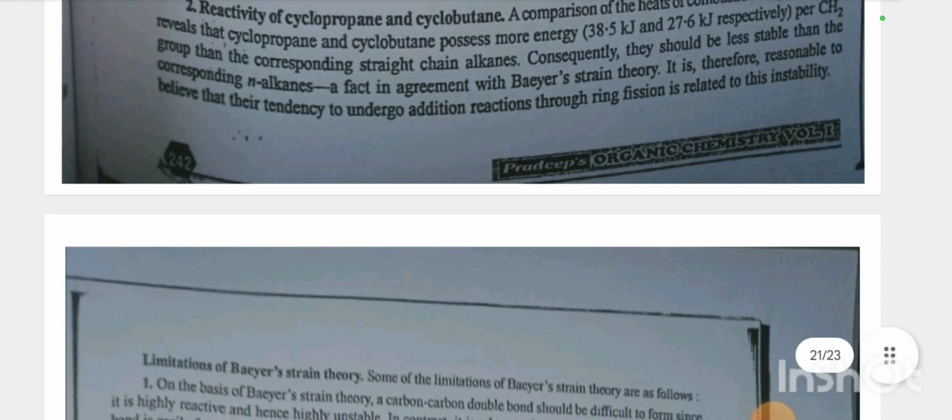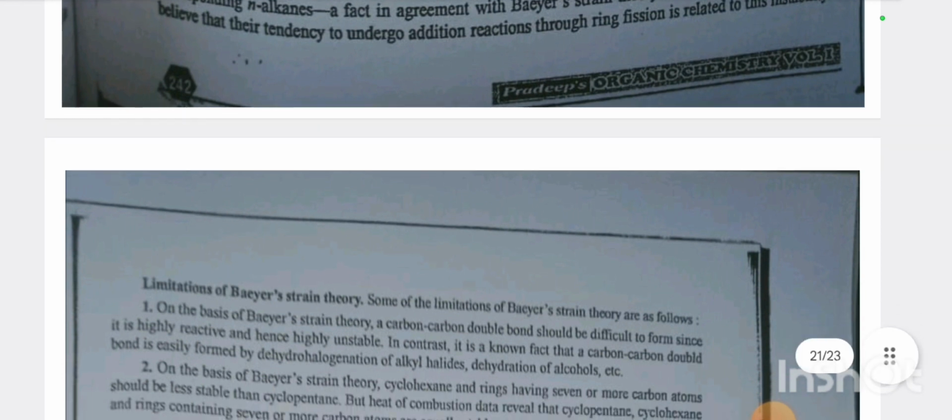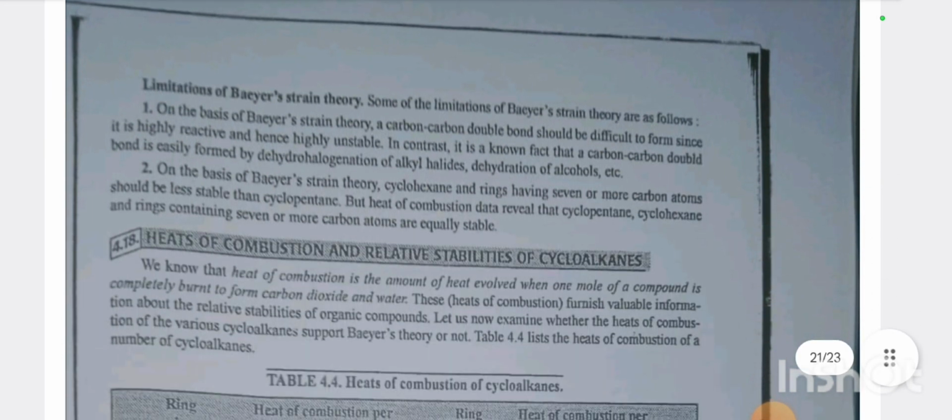The comparison of heat of combustion of cycloalkanes reveals that cyclopropane and cyclobutane possess more energy per CH2 group than the corresponding straight chain alkanes. Consequently, they should be less stable than the corresponding alkanes, a fact in agreement with Baeyer's strain theory. This has led to the belief that the tendency to undergo addition reaction through ring fission is related to this instability. Limitations of Baeyer's strain theory.